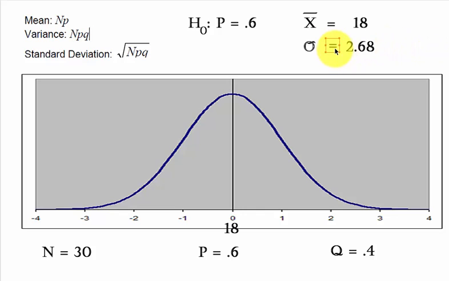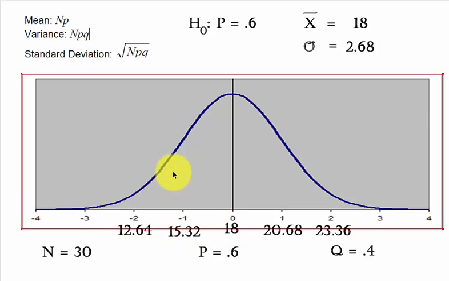Now we're going to add these. These are real numbers, not z-scores. I add 2.68 to 18, so 20.68 is one standard deviation above the mean. I added another 2.68 to 20.68, which is two standard deviations above the mean. Going the other way, I subtracted 2.68 from 18, and subtracted another 2.68 from 15.32. These numbers represent how many standard deviations they are away from the binomial mean.